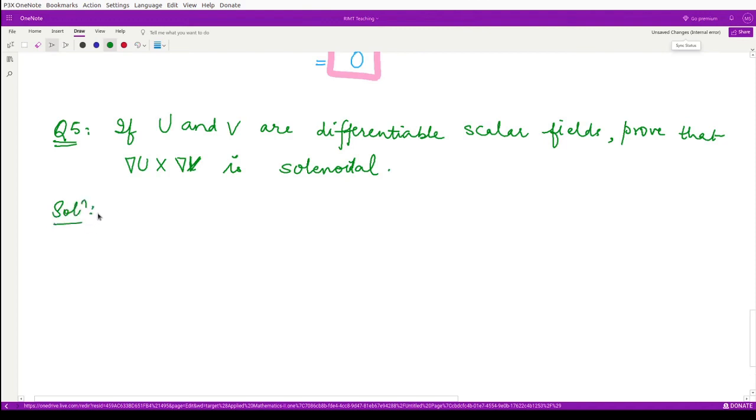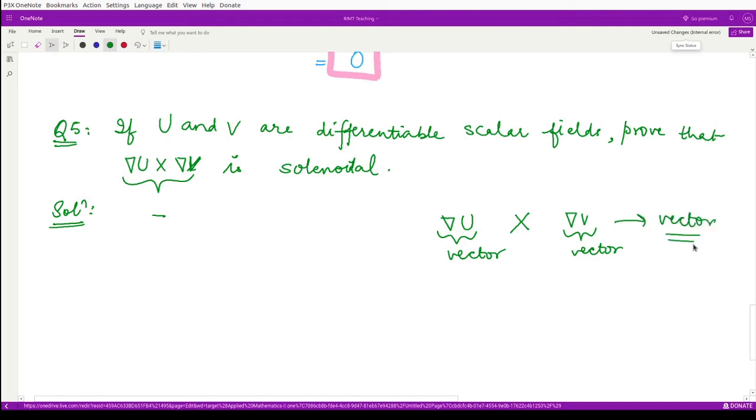In order to check whether this is solenoidal or not, you first have to check whether this is a vector quantity or not. If u is a scalar, you can take its gradient, so this becomes a vector quantity. Similarly, del of v is also a vector quantity. So you can perform the cross product of these two vector quantities, and the answer would again be a vector quantity.